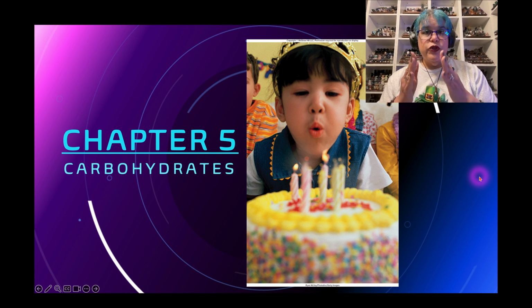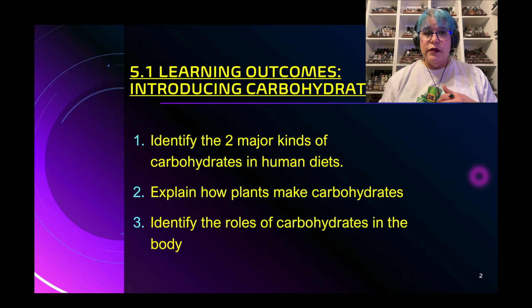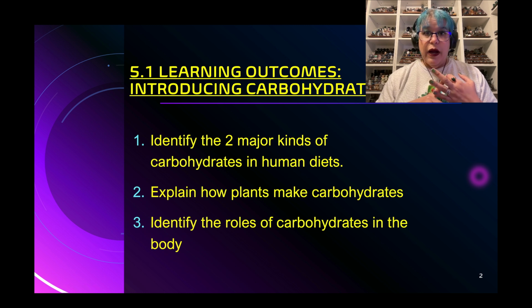The next three chapters are going to focus on the macronutrients that we have mentioned in the past: carbohydrates, fats, and proteins. We're going to start off by talking about carbohydrates. Section 5.1, we're going to identify the two major kinds of carbohydrates in the human diet, explain how plants make the carbohydrates, and identify the role of carbohydrates in the body.